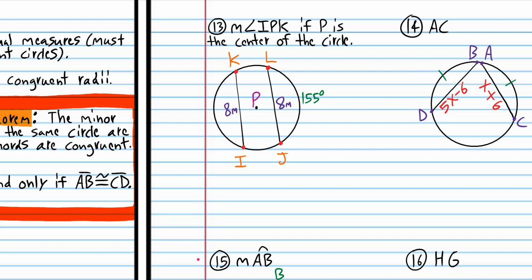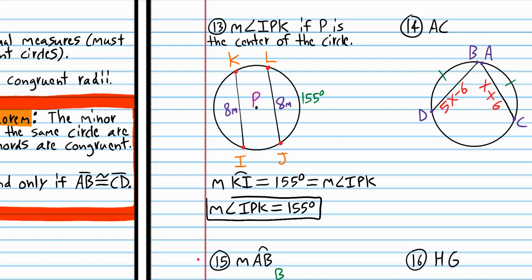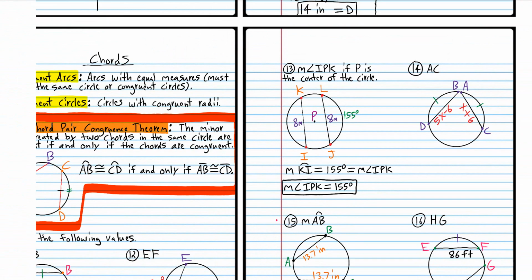So we can say that the measure of arc KI is equal to 155 degrees, and that is equal to the measure of angle IPK. So the final answer, the measure of angle IPK, is equal to 155 degrees. This is all based on stuff that we did in previous classes and this theorem that we just learned.